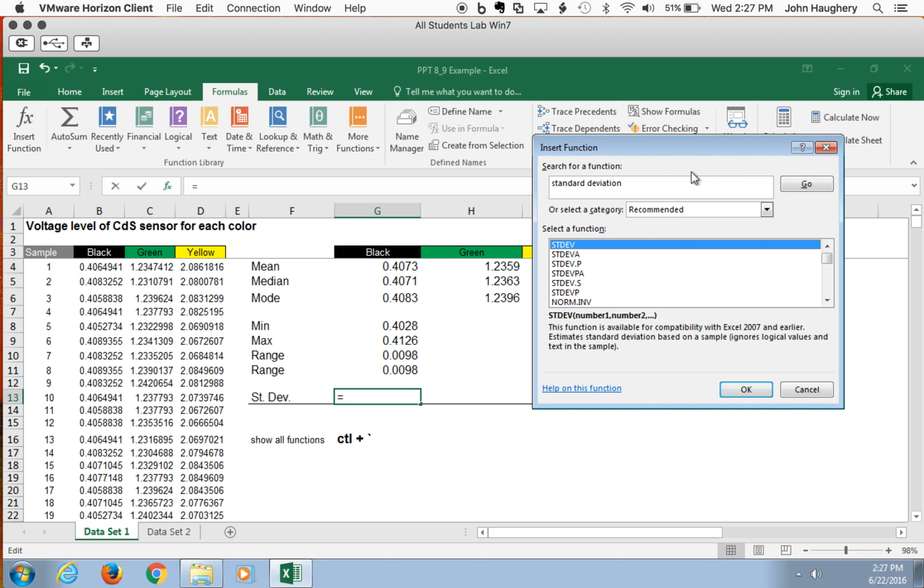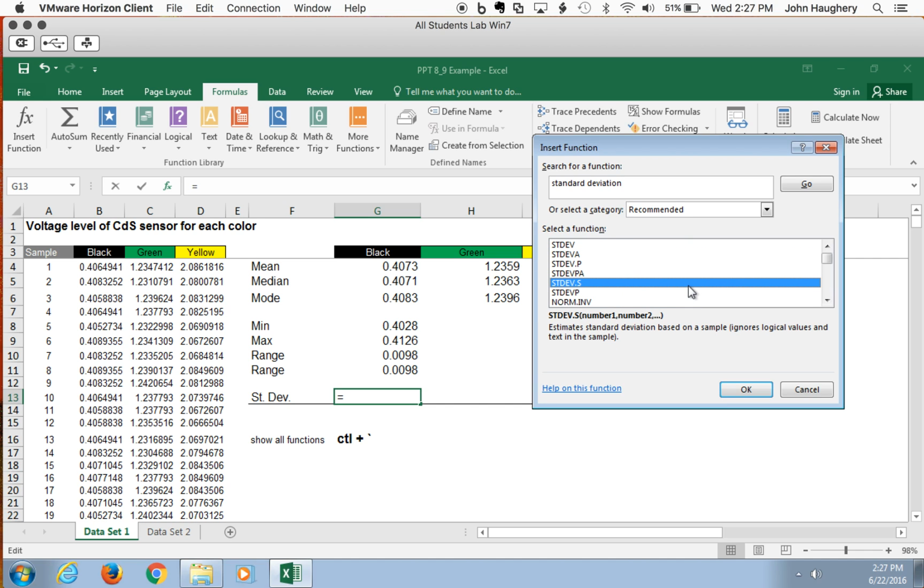You're going to forget things unless you're using them multiple times in a week. But this is important here. Standard deviation, there's a couple different things here. In this class, we're going to use STDEV.S. Estimate standard deviation based on a sample. Okay, which is what we're going to talk about.